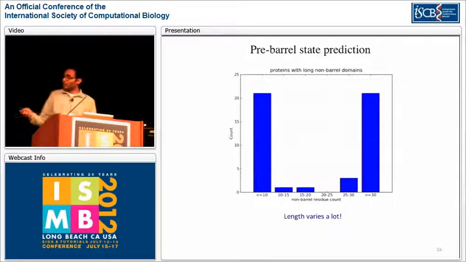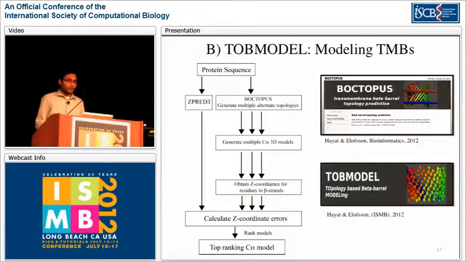So now we have extended the data set a bit. So this is on 45 proteins. Roughly half of them have this pre-barrel state, which is roughly 25 to 30 residues or even longer, and they can be like 300, 400 residues long. Okay, so we still have that error.